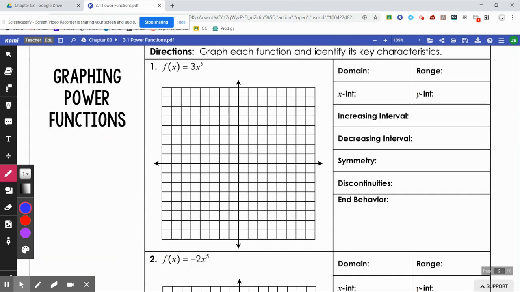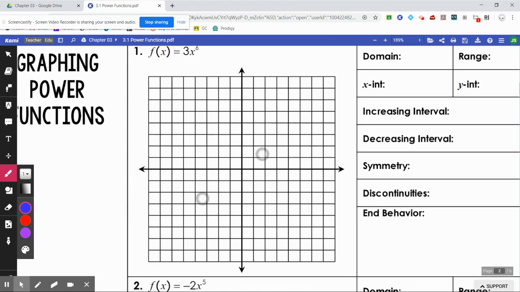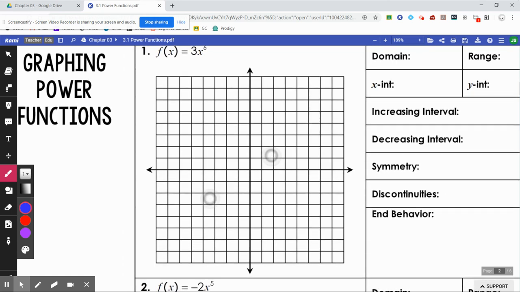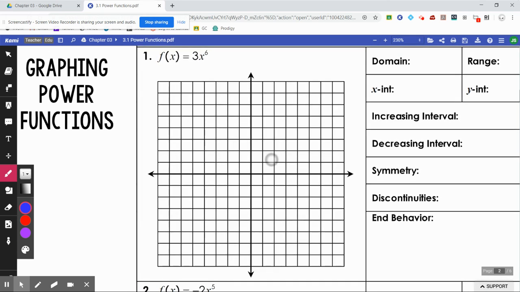Okay, next up, we're asked to graph power functions, and in this first one, we're going to graph 3x to the 6th power and identify some of its characteristics. So let's plug in some values here on this graph. The easiest ones being 0, 1, and -1 that we can plug in. When I plug in 0, I'll get 0 in this case. When I plug in 1, raise it to the 6th power, multiply by 3, I get 3. So 1, 3.